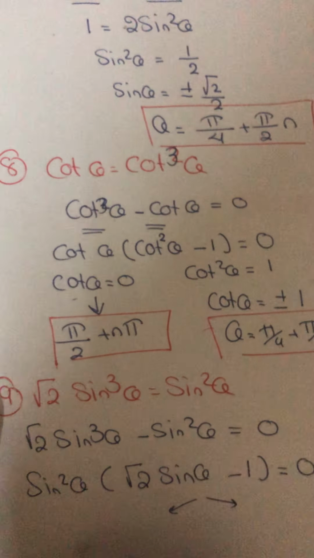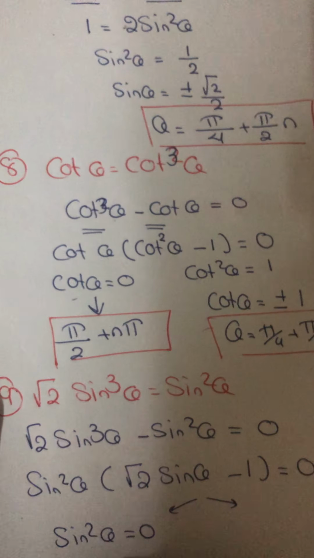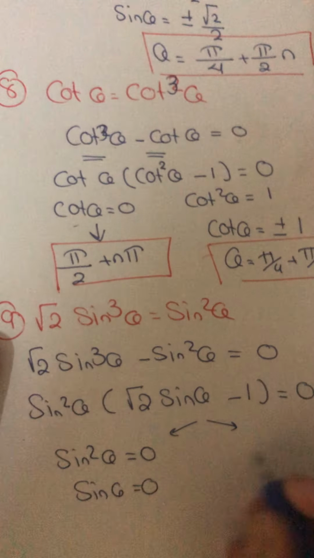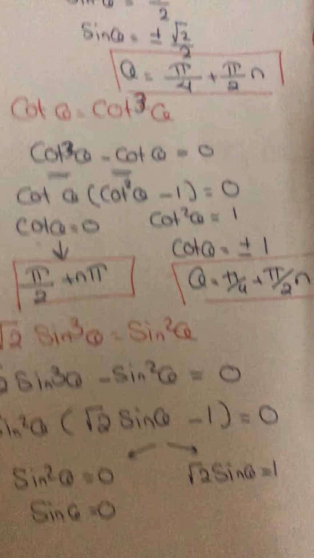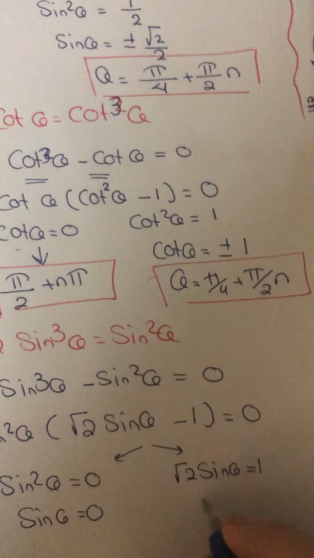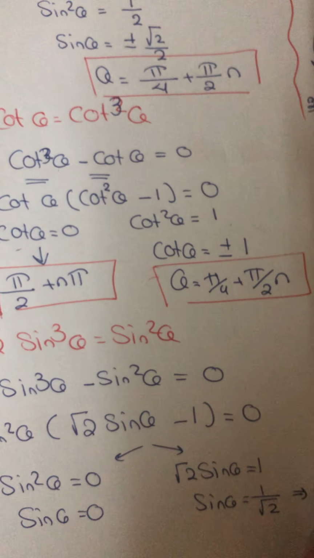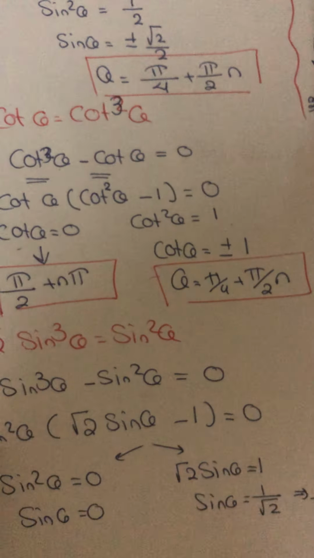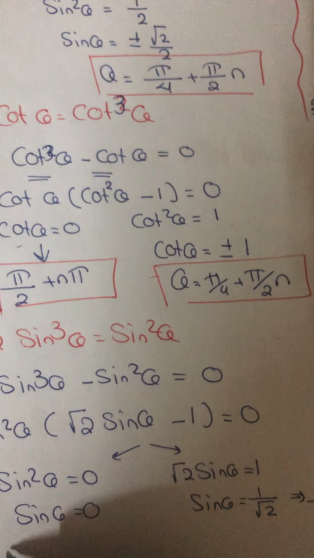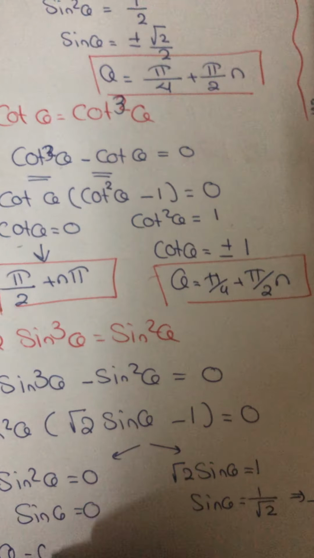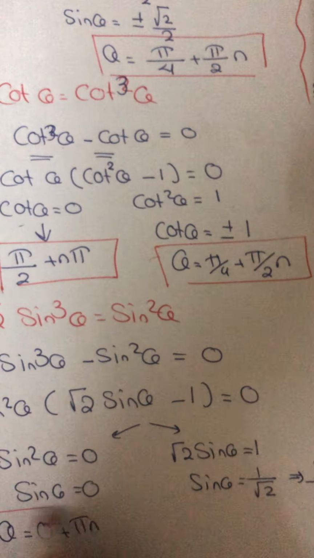I have two options, either sine squared theta equals 0, which means sine theta equals 0, or root of 2 sine theta equals 1, which means sine theta equals 1 over root of 2, or root of 2 over 2. Sine theta is equal to 0 right and left, so theta equals 0 plus pi n, because it repeats itself every pi.